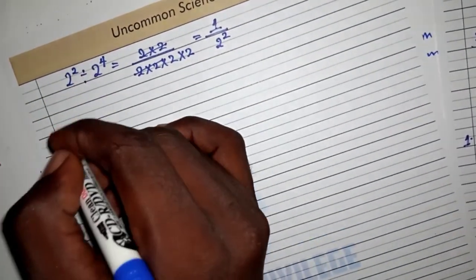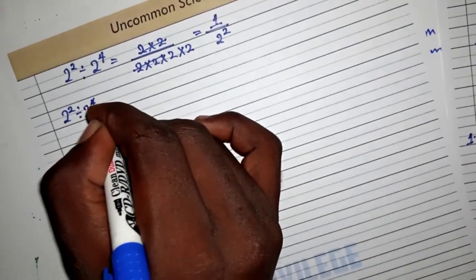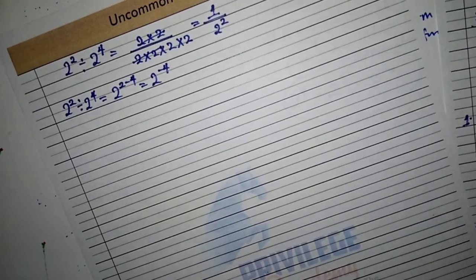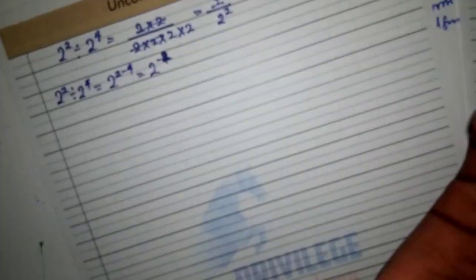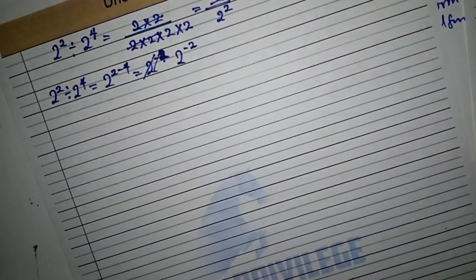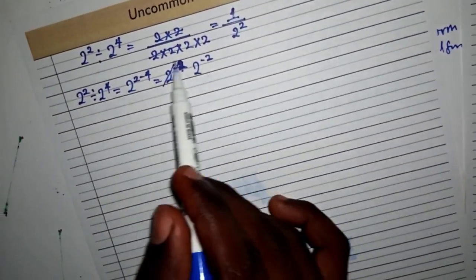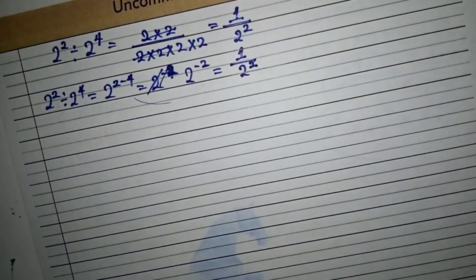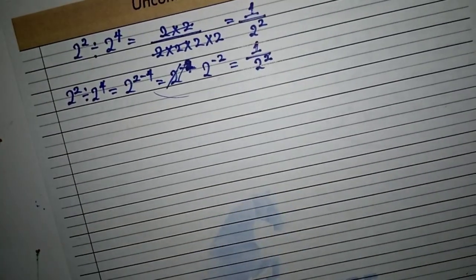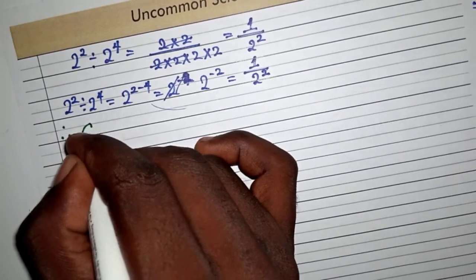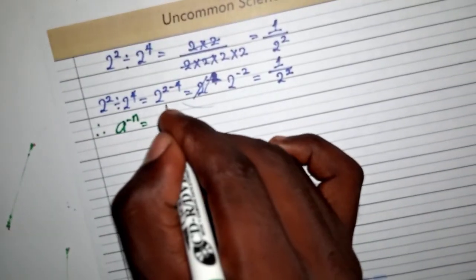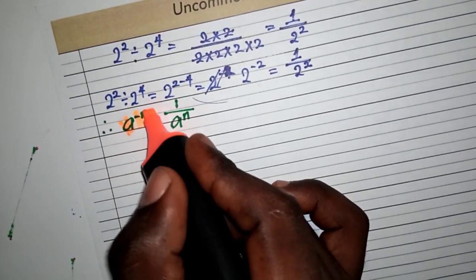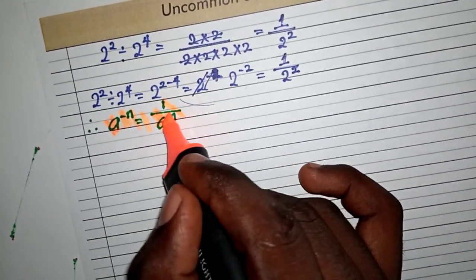Now, let us apply the second law to this question. 2 to the power of 2 divided by 2 to the power of 4 will give me 2 to the power of 2 minus 4, and this is 2 to the power of minus 2. Since the result this gives you is the same as the result the other law will give you, this will become 1 all over 2 to the power of 2. Hence, we can generalize by saying a to the power of negative n, our result is 1 divided by a to the power of n. This will mark another law for this class, and we're going to call it the sixth law.